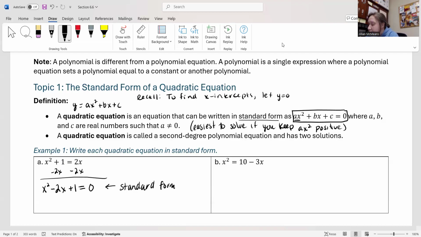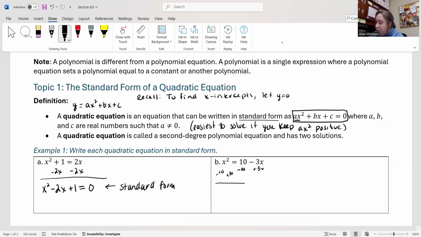All right. Part B. Now, when I tell you that it's easiest to solve when ax squared is positive, I really mean it's easiest to solve if you keep the square term positive. So in a situation like this, it would be really tempting to move the x squared to the right because you only have to do one step. But then x squared becomes negative, which is fine, but it's just easier if it's positive, especially when you're solving by factoring. When you're solving by factoring, the x squared term has to be positive. So let's go ahead and move the two terms on the left to the right. So I need to subtract 10 from both sides, and I need to add 3x to both sides.